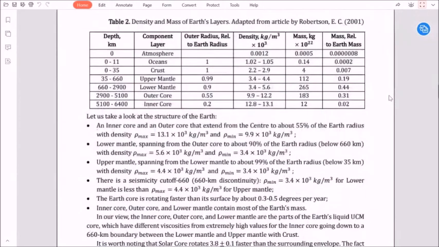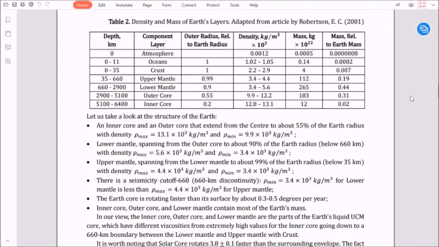Let's take a look at the structure of the Earth. An inner core and outer core extend from the center to about 55% of the Earth's radius, with density rho maximum 13.1, rho minimum 9.9 thousand kilograms per cubic meter. The lower mantle spans from the outer core to about 90% of the Earth's radius, below 660 kilometers, with density rho maximum 5.6 and rho minimum 3.4 thousand kilograms per cubic meter.